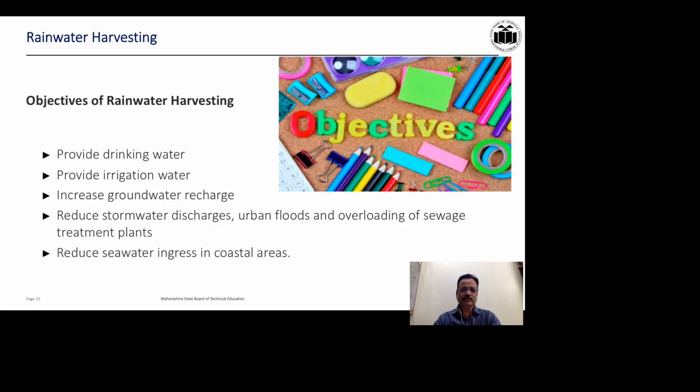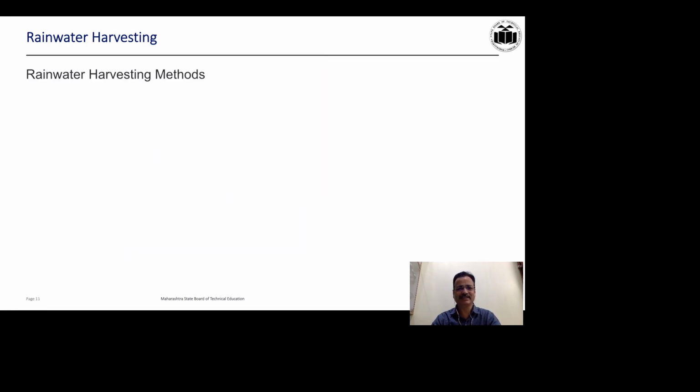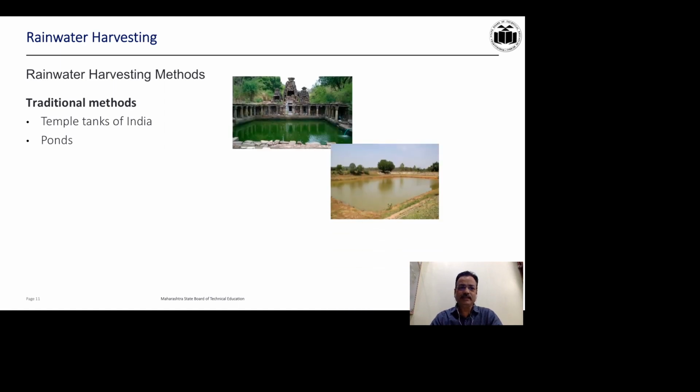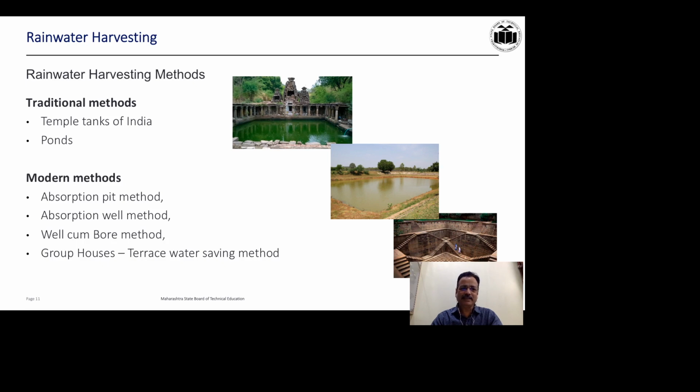Let's look at the objectives of rainwater harvesting. The idea is to provide drinking water, irrigation water, increase the groundwater table, reduce stormwater discharges, urban floods or overloading of sewage treatment plants, and reduce seawater ingress in coastal areas. Now, how do we do that? There are 2 ways: traditional methods and modern methods. In traditional methods, you would see many temple tanks in India, or ponds or wells like what you see in Gujarat and Rajasthan. Modern methods, we are all aware of the terrace water saving method.